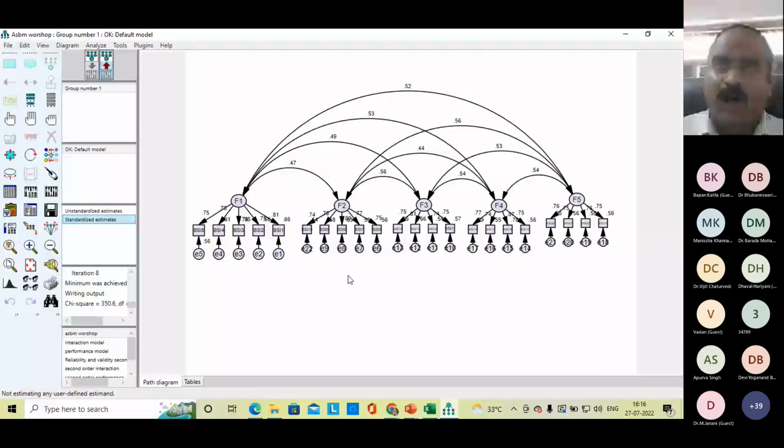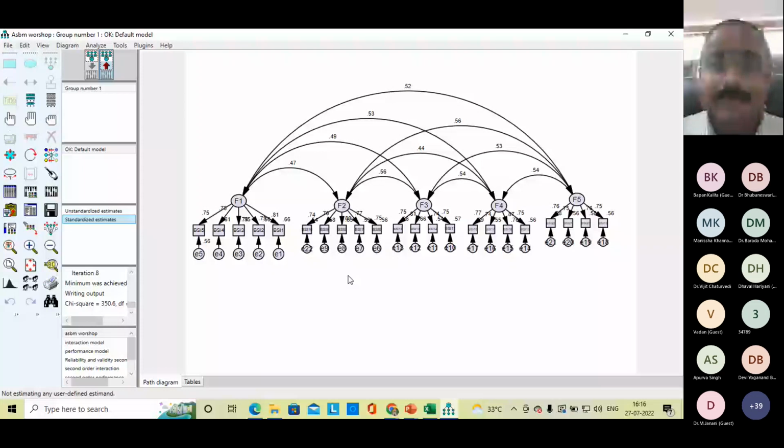First, let me cover the overall meaning of reliability and validity. Reliability refers to internal consistency, and over the time period, over the situation. If in a different situation you measure the same item under the same model, then you will get a similar result. This is what reliability is.